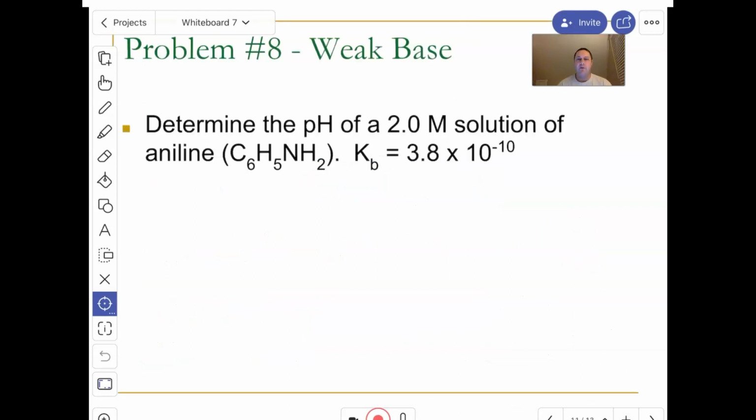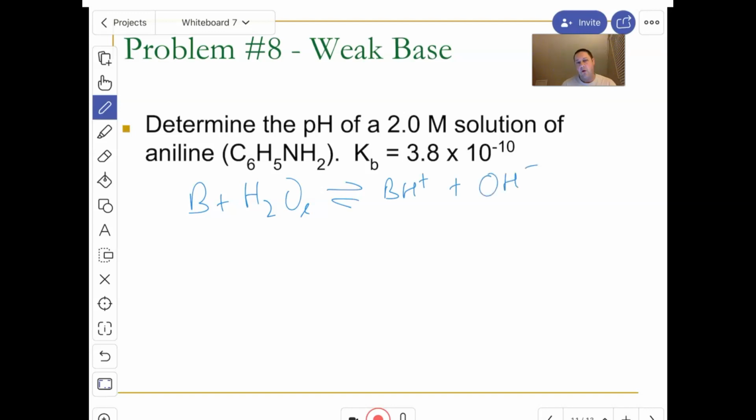Okay, now jumping over to how do you do stuff with weak bases. So here I've got a weak base, aniline, which is going to be, let's just call it B. And recall that bases react with water liquid, and they become protonated. And then they'll make hydroxide ions. So what does this look like?